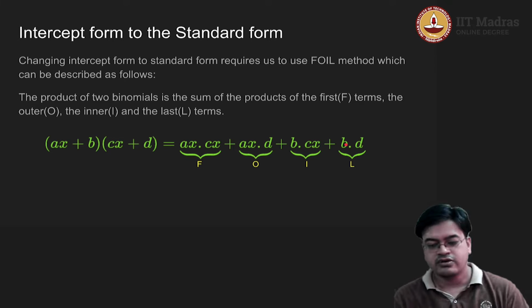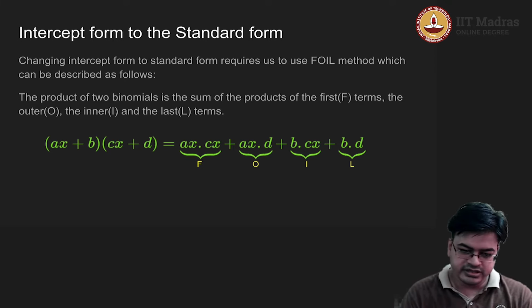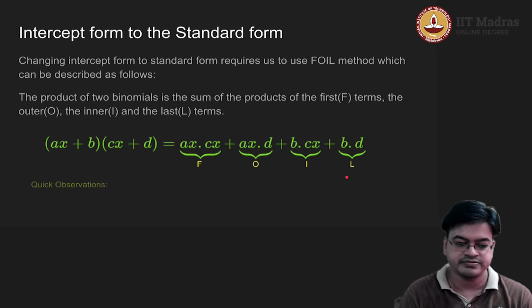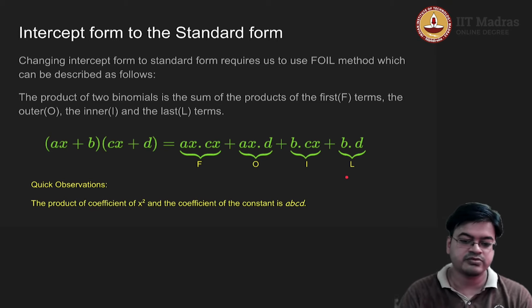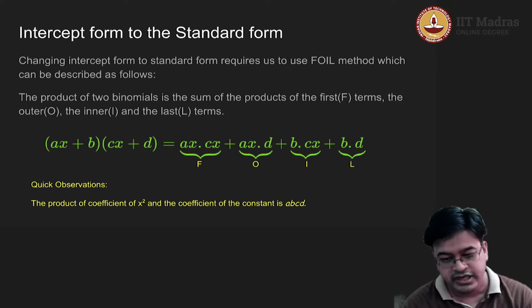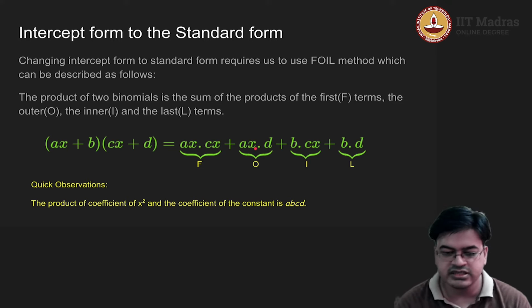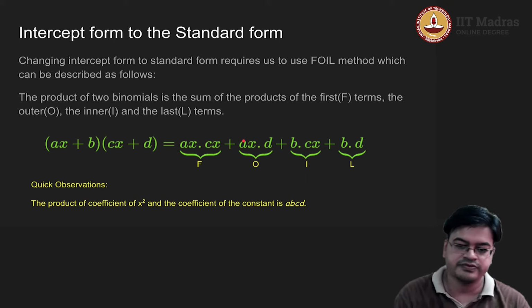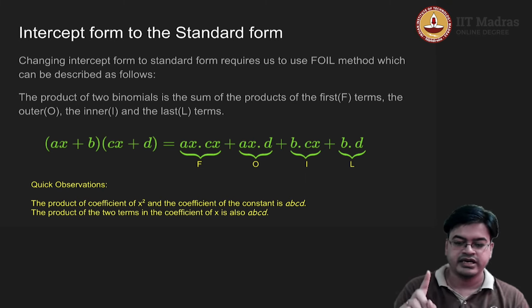Right. So now a quick observation you can make is, if you look at the product of the first term and the last term, what will you get? ac into bd, so it is abcd. The product of the coefficient of x squared and the constant is abcd. In a similar manner, ad and bc are the coefficients of x, so if you take the product of these two terms, again it will be abcd.